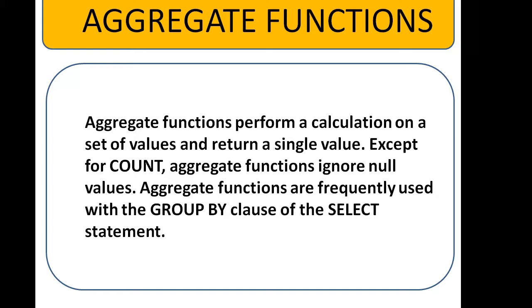Aggregate functions are used to perform a calculation on a set of values and return a single value. If there is a result set that contains a salary column and you want the maximum salary, we can use the aggregate function maximum. If you want the minimum salary, we can use the minimum aggregate function. These functions are used to calculate things like the maximum, minimum, or average, and return a single value for the result set.